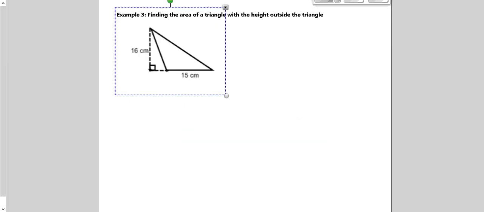Next example. Find the area of a triangle with the height outside. So this time the height is outside. So it's going to work similarly though. First identify the base. The base is just this line. So this is the base.